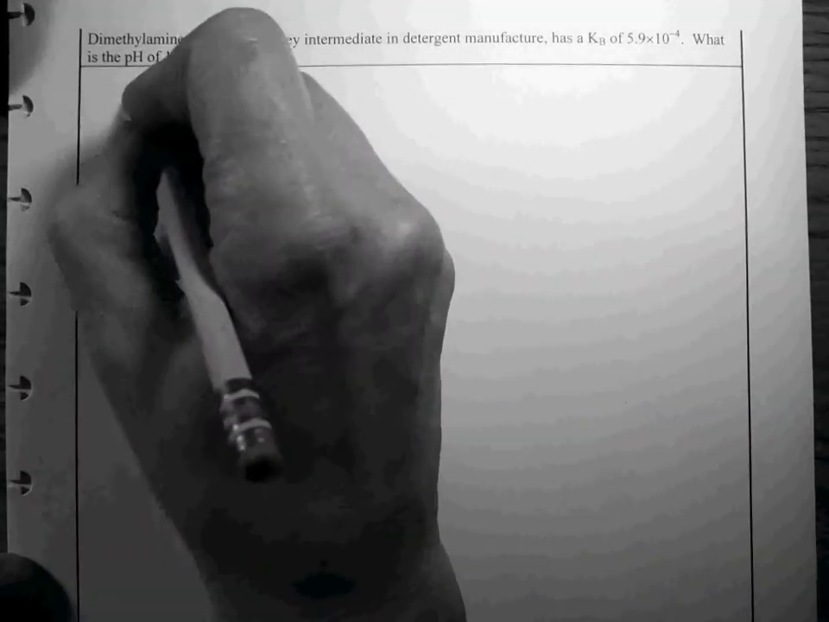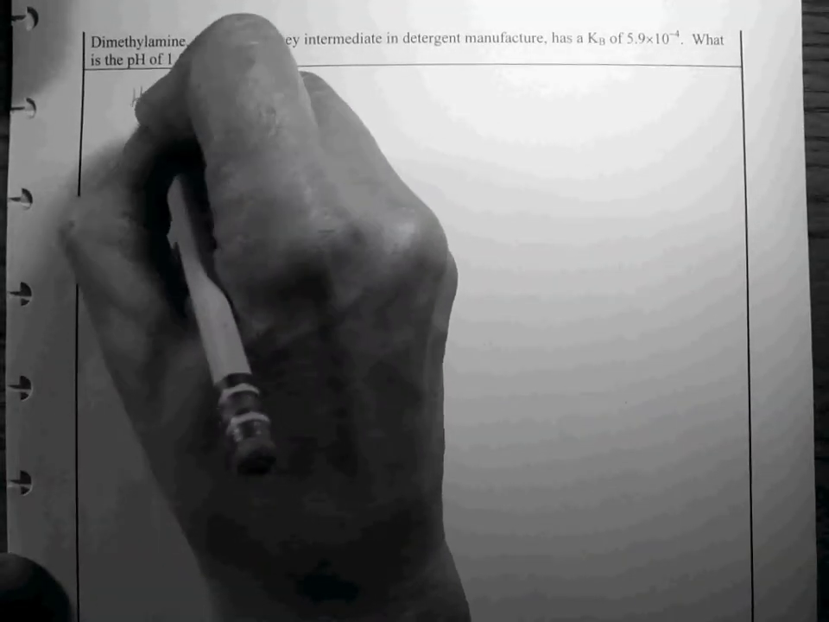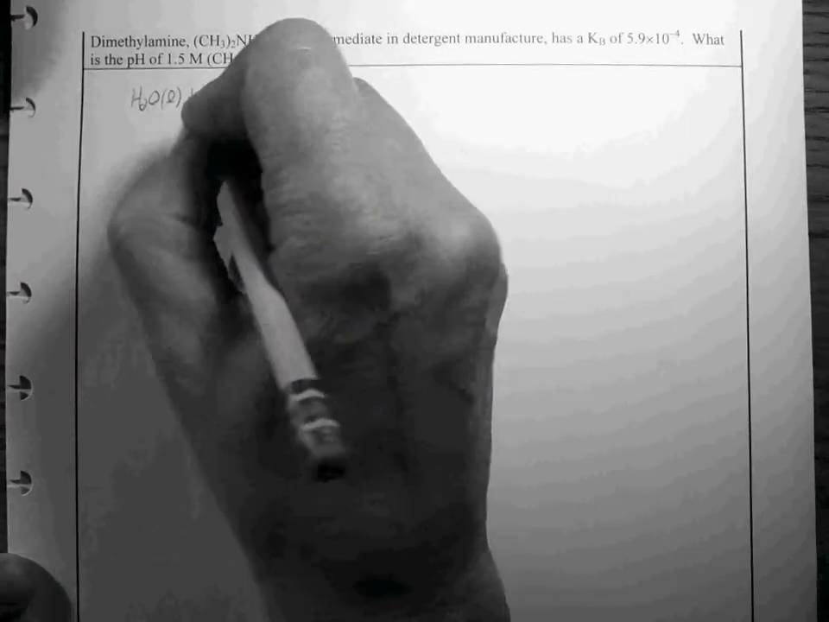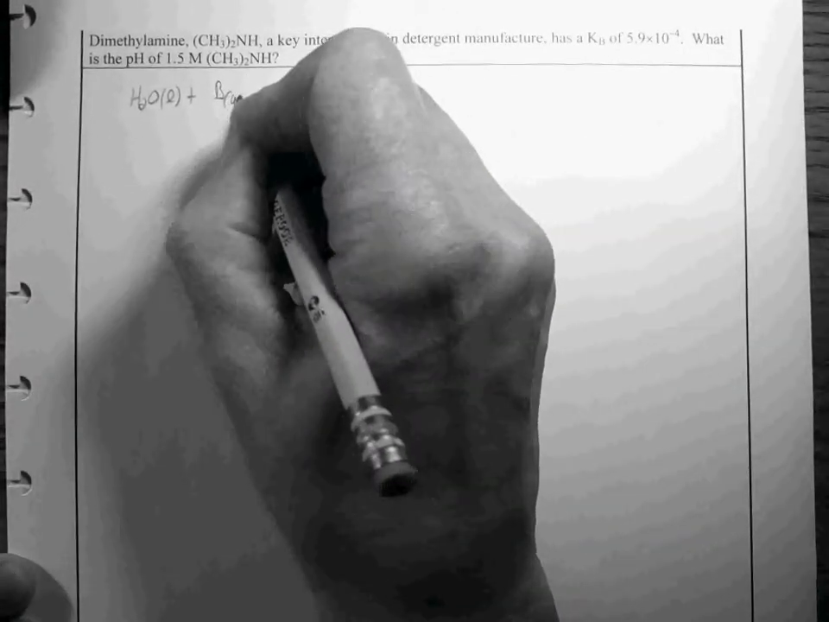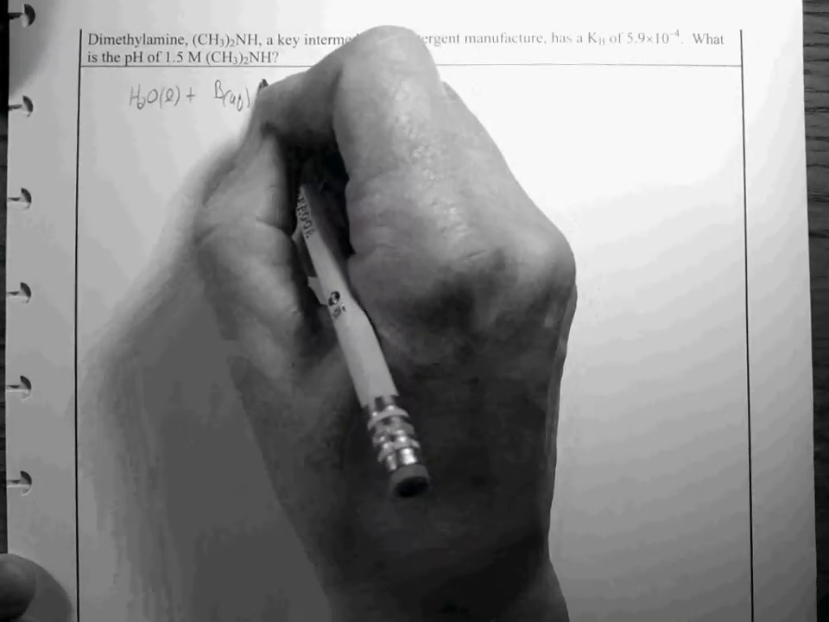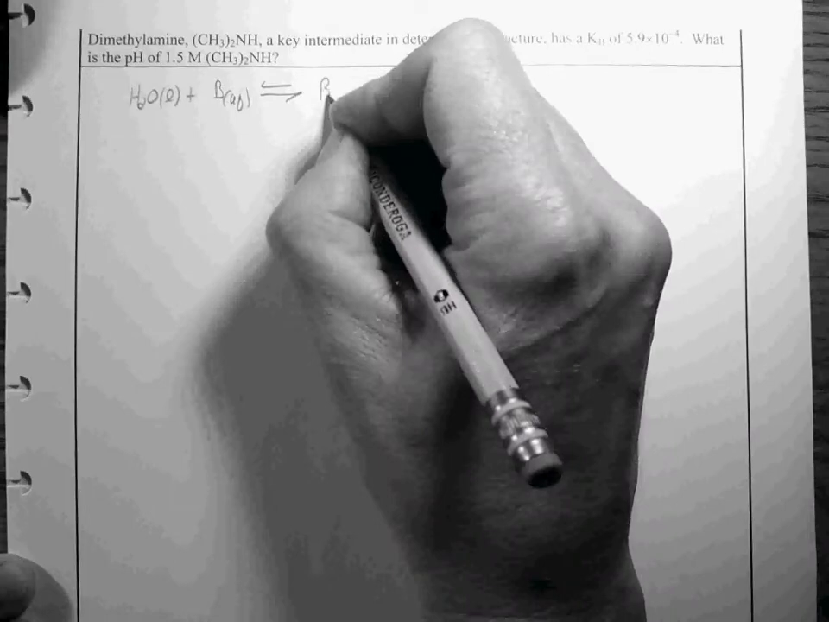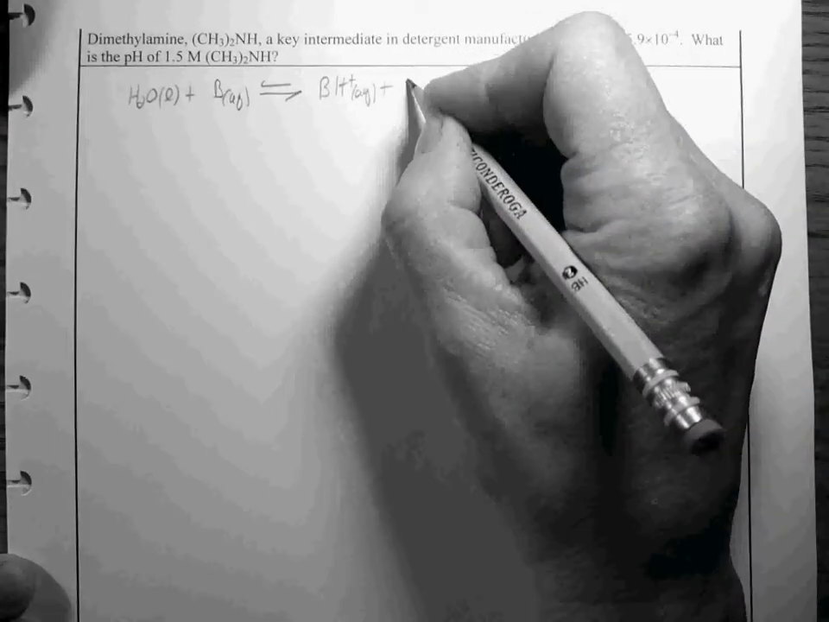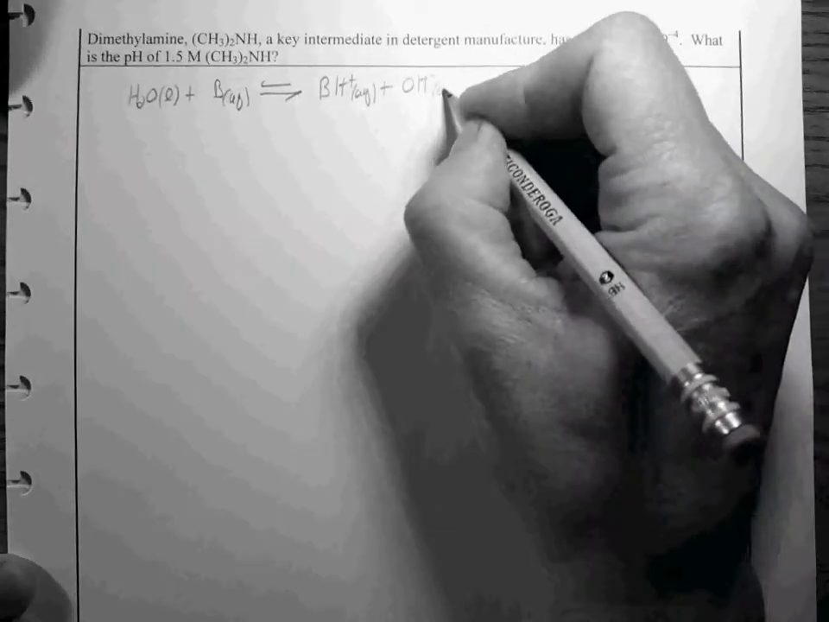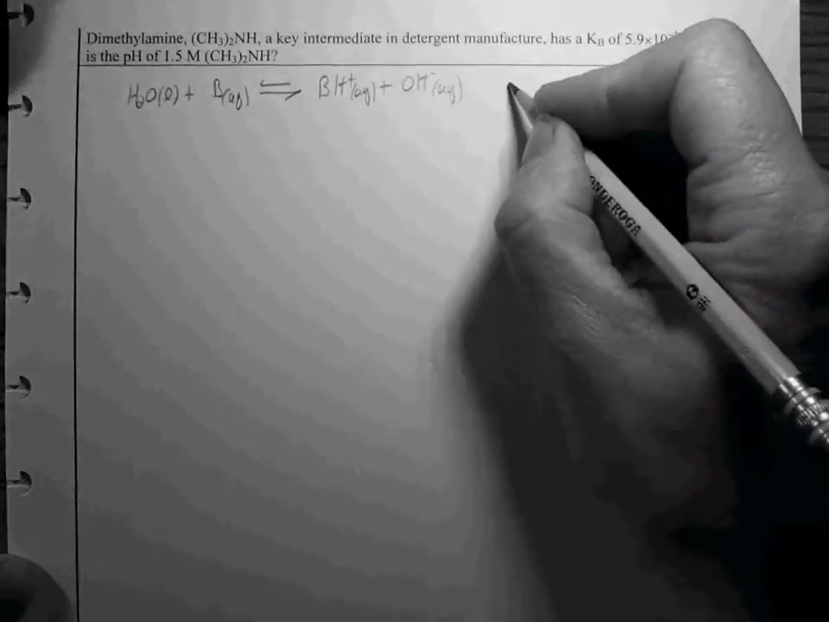In this problem, we're asked to calculate the pH of a solution containing a weak base. Remember that bases react with water, not merely dissociate. So we're going to represent our base simply as B. It's going to accept an H plus from water to give this conjugate acid. And what's left behind is a hydroxide ion.